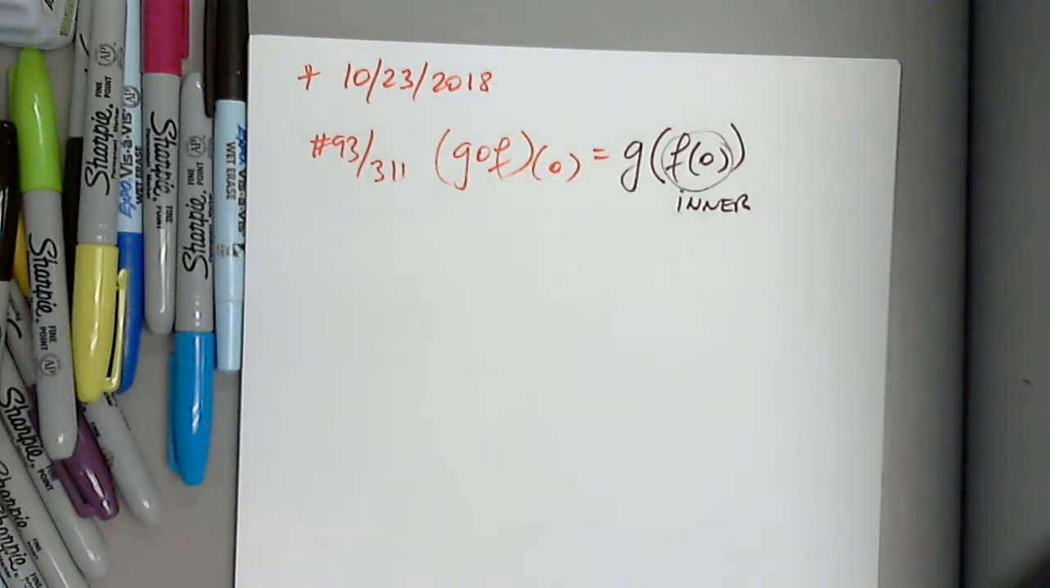I have a question. For g of f, that means you're putting f into g, right? Yes. G of f means that I replace x in g by f, because f is the inner function. Okay.